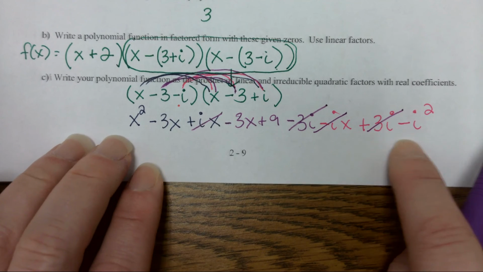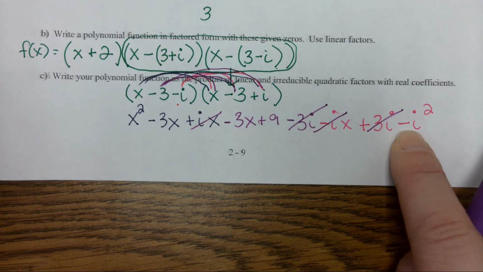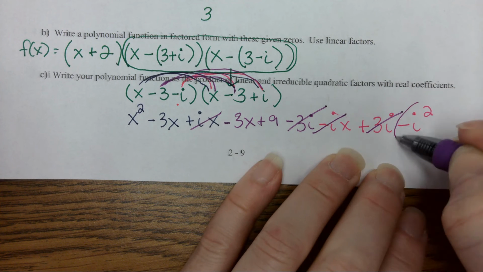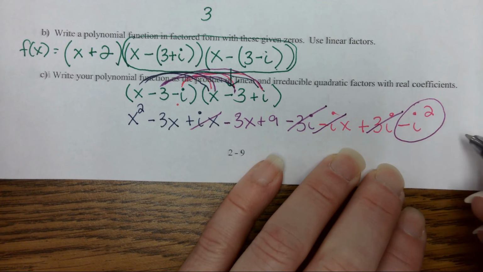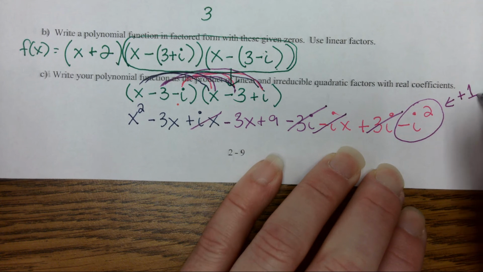But I still have this. Oh, wait. I can do i squared. What's i squared? Negative 1. So this is really going to be minus a negative 1. In this spot, I am going to make that a plus 1.